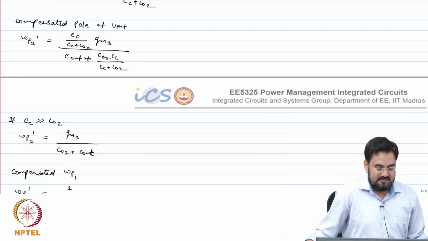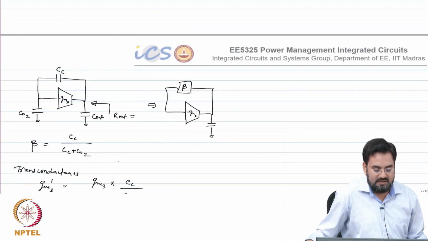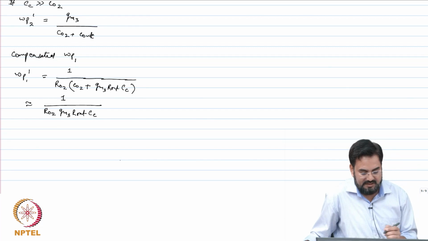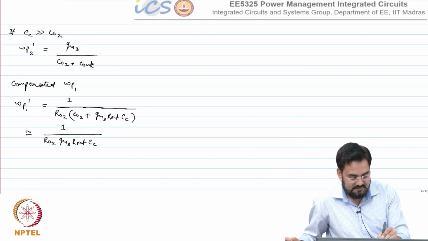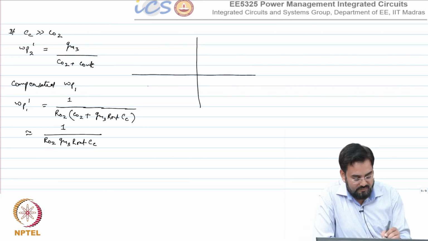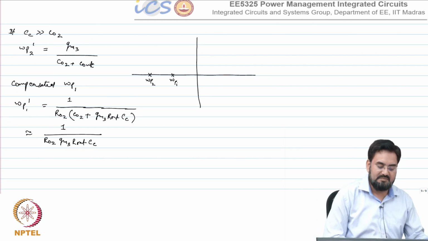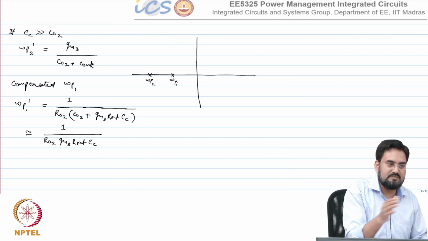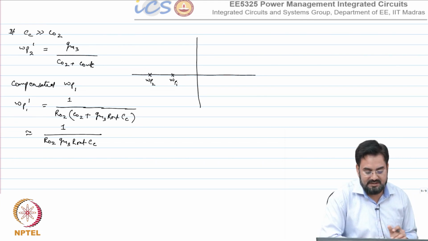Okay. So, what is happening here? The original pole, now if I draw on the S plane, so this is omega P1, omega P2, omega P1. I am considering that omega P1, the first pole, is at a lower frequency, uncompensated.